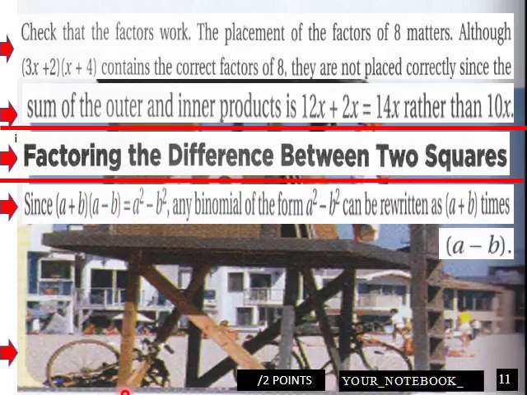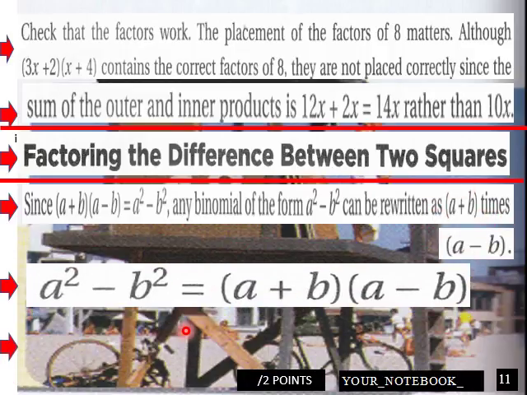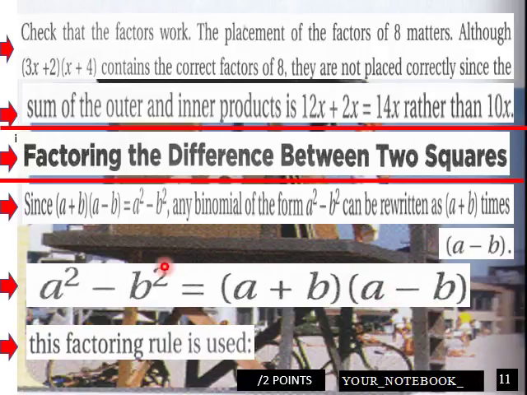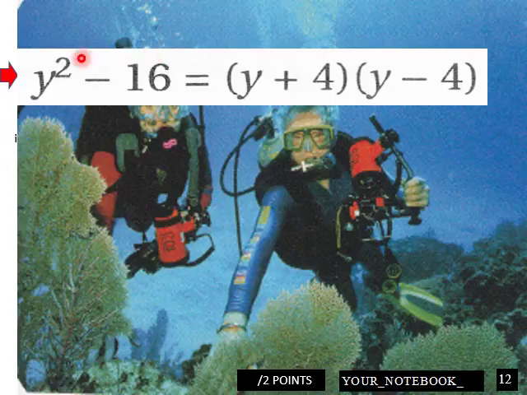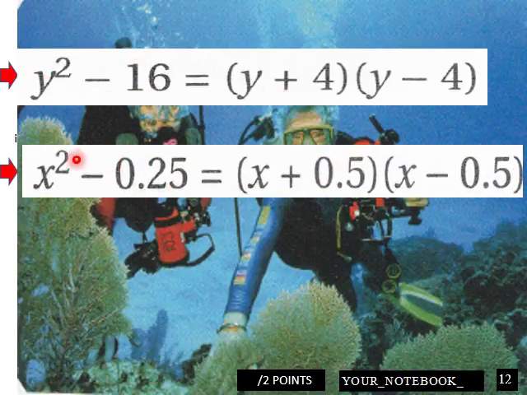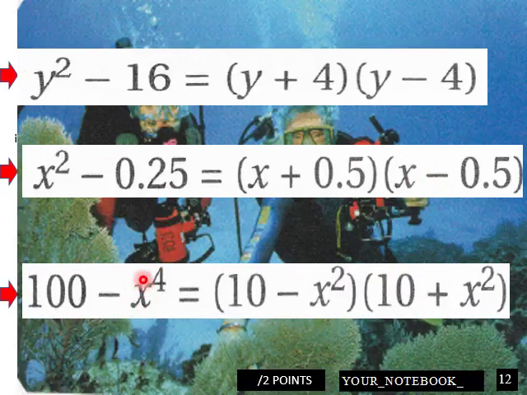Factor the difference between two squares. A difference between two squares can be rewritten as this here: a plus b, a minus b. To further factor a difference of squares, which is what we come up with here, this is the pattern for factoring a difference of squares. Same thing here, we have a difference of squares here, and a difference of squares here, and then another difference of squares here.